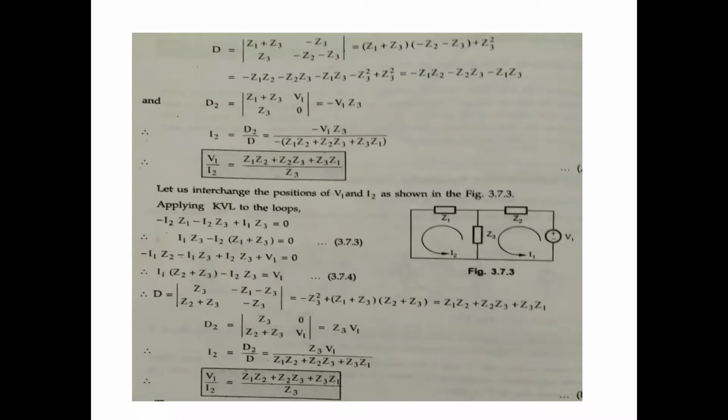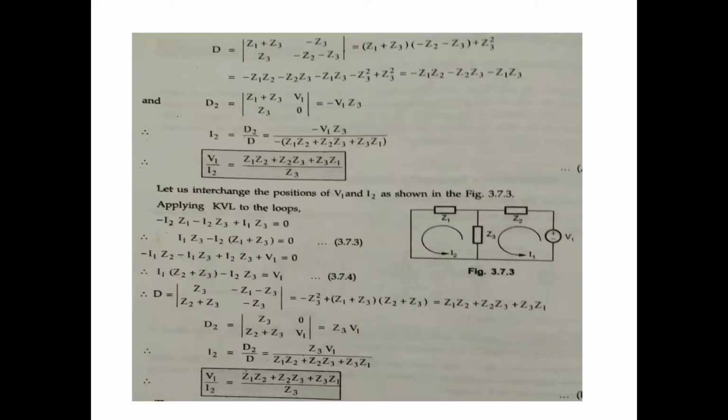V1 I2, V1 I2, Z1 Z2 plus Z2 Z3 plus Z3 Z1. One side minus, outside minus, minus cancel, remaining Z3. V1 I2, the same thing. Let us interchange the position of V1 and I2, as in the next figure. Previously this was V1, now I2, this is the V1 side.